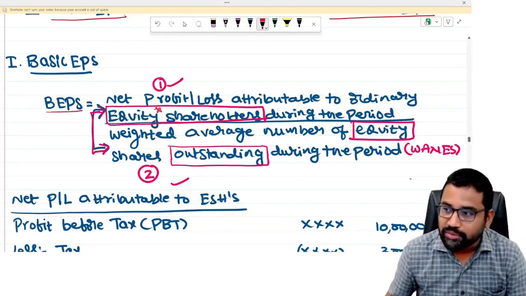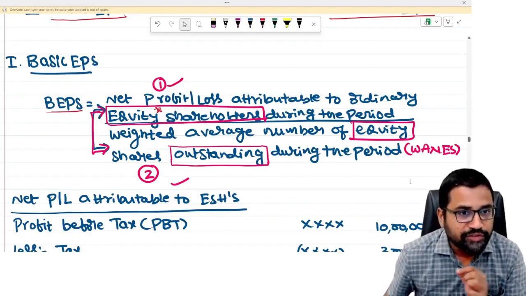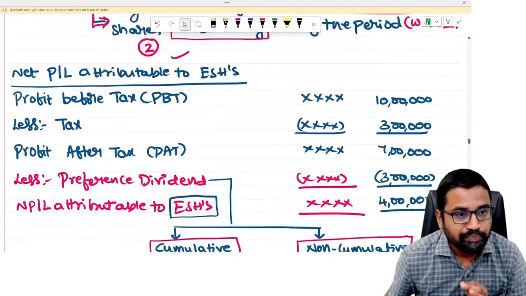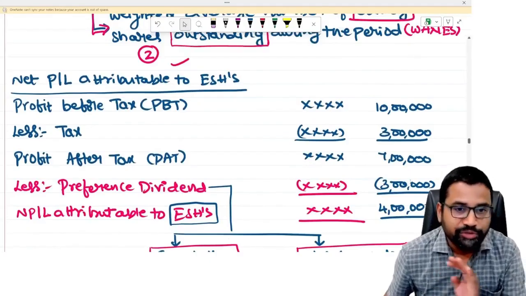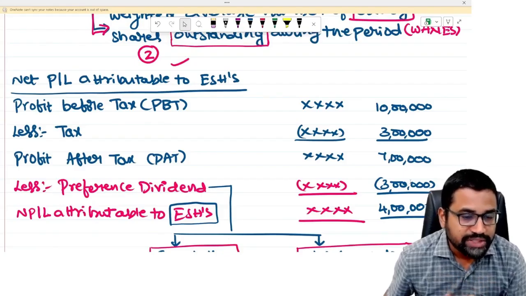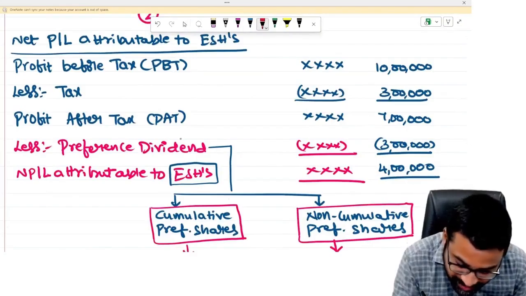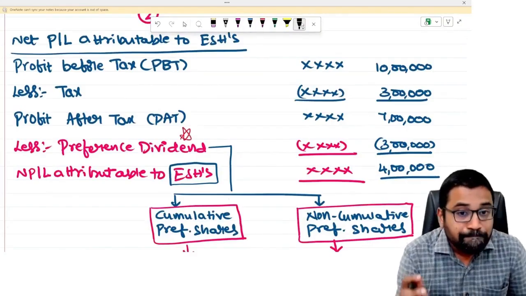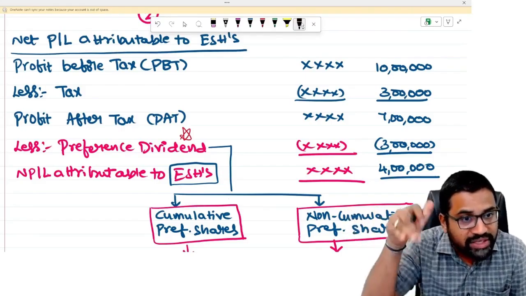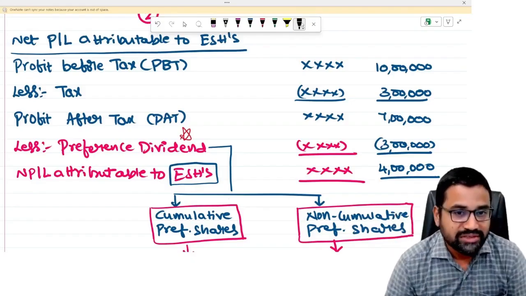Okay, so this is the formula. A simple formula. Now see, what is the first one? Net profit or loss attributable to equity shareholders. Sir, how to find out net profit or loss? Simple. First you take profit before tax from the P&L account. From that you reduce tax. Then you will get profit after tax, PAT. Now from that reduce preference dividend. This is important, because preference dividend you give to preference shareholders. So after giving preference dividend, whatever profit remains is the net profit or loss attributable to equity shareholders.